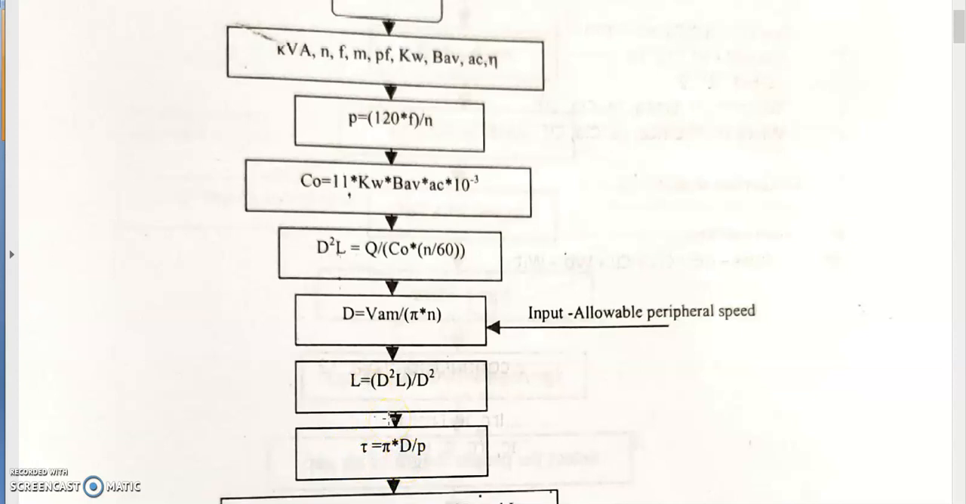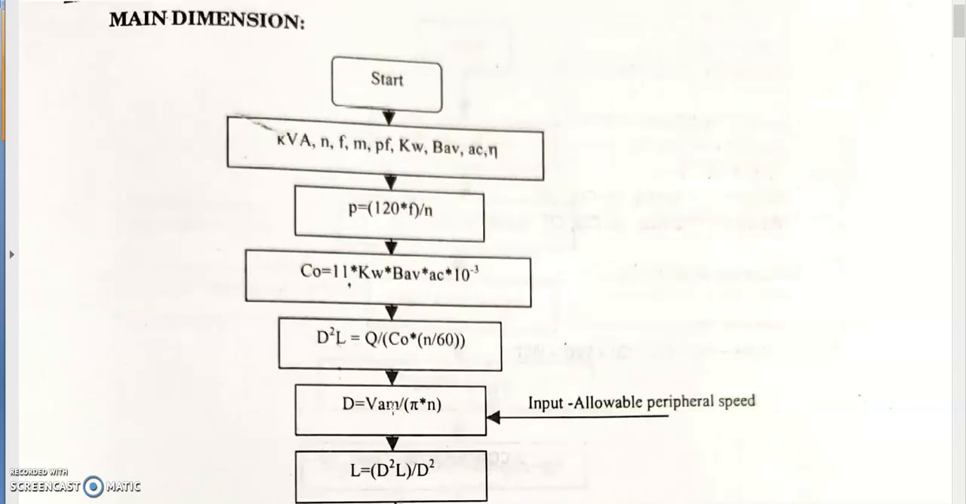This is the procedure to find out the main dimensions of the synchronous machine, already known to us. So with these known equations, we are simply writing the flow chart. We have to start and get the input values. These are the input parameters: kVA, n is the synchronous speed of the machine, f is the frequency, m is the number of phases of the machine, pf is the power factor, kw is the stator winding factor, B average is the specific magnetic loading, AC is the specific electric loading, and eta is the efficiency of the machine.